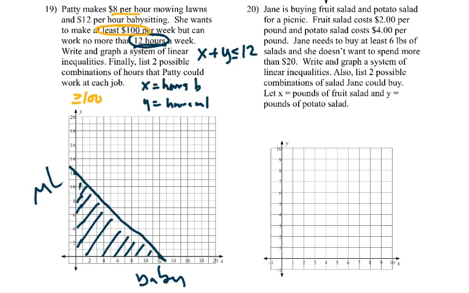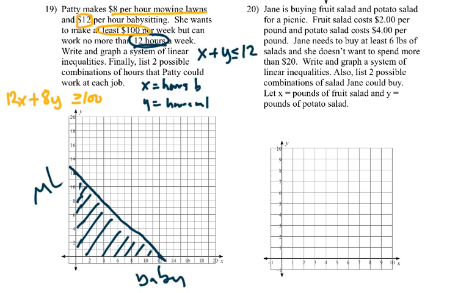Now, for mowing lawns, she gets $8 per hour. So it'd be 8 times the number of hours she mows lawns. She would add to that the $12 times the number of hours babysitting. Okay? So we'd get 12x plus 8y is greater than or equal to 100.